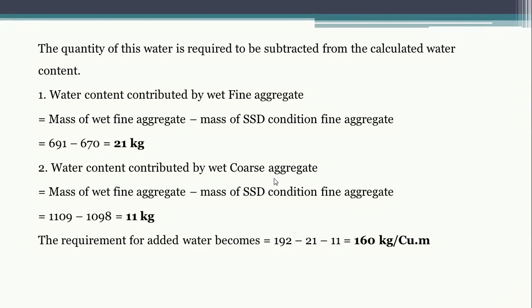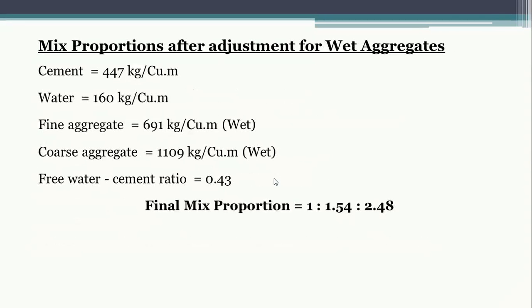Now the total water content was 192. Now we have to add 160 kg per cubic meter because of the wetness present in the fine and coarse aggregate. After doing this adjustment, this is the mix proportion adjustment for the wet aggregates. Cement remains the same, 447 kg per cubic meter. Water earlier was 192 before adjustment, now it has become 160.